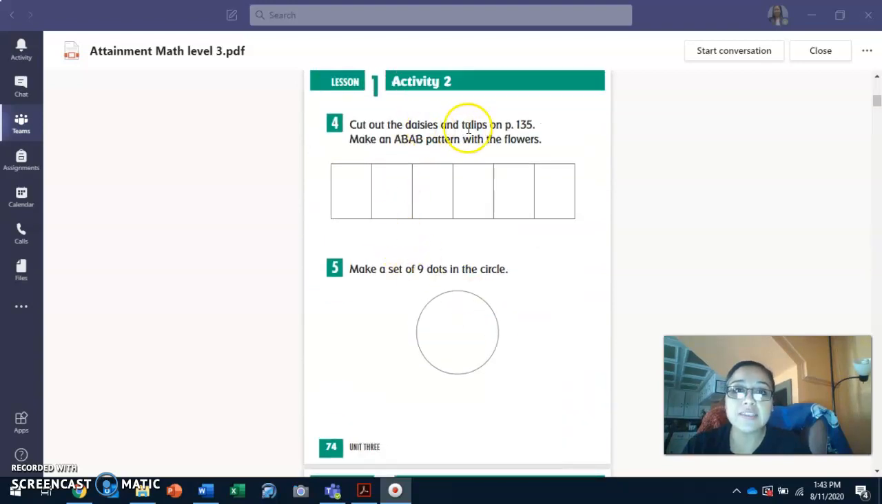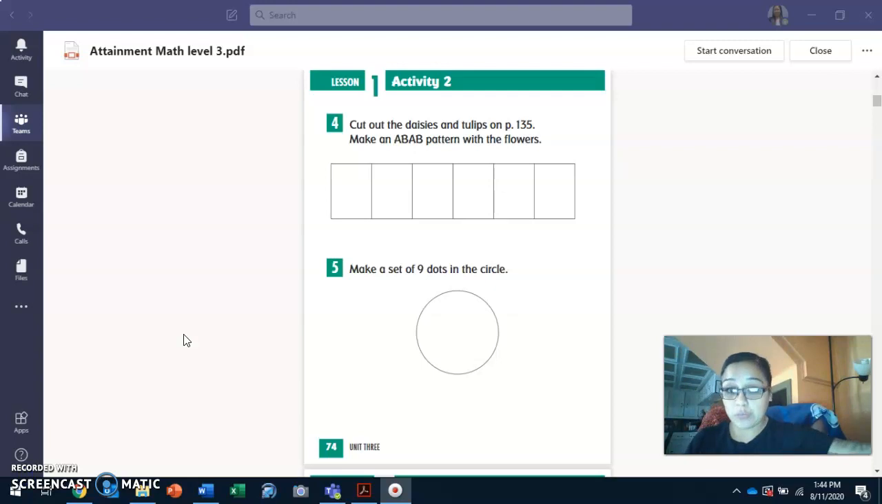Cut out the daisies and tulips on page 135. Make an AB pattern with the flowers. So we do not have the tulips and the daisies. So what I want you to do is I want you to make an AB pattern in this box. So on your worksheet, I want you to get 2 crayons. So I want you to grab a red crayon and a green crayon. Do you know what they look like?